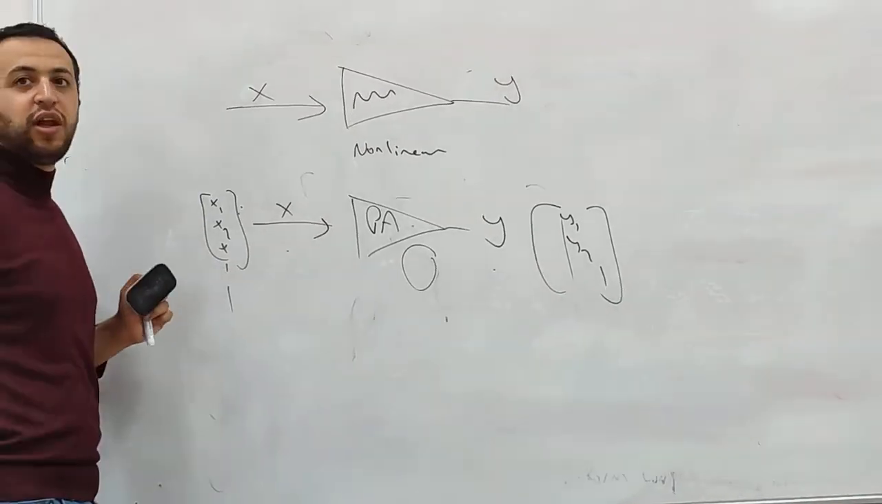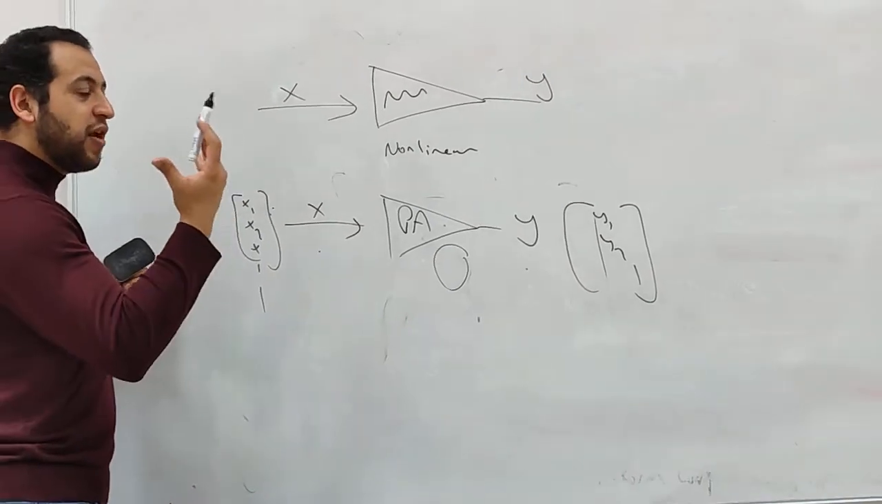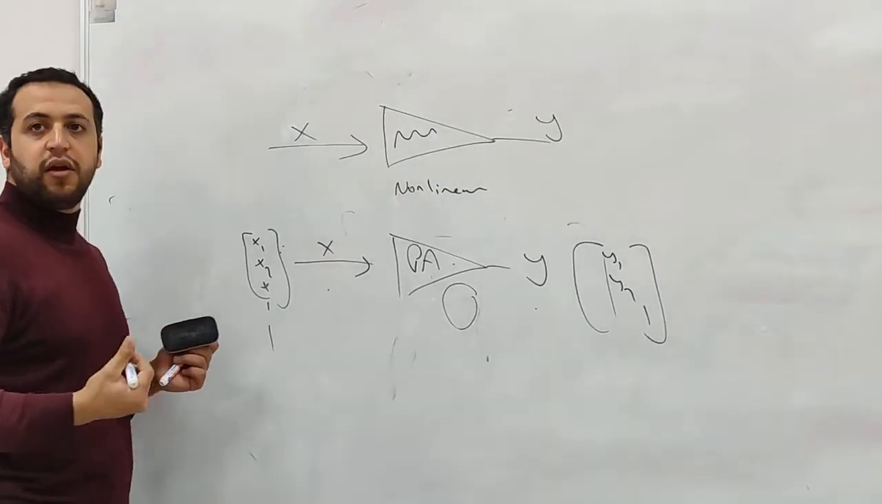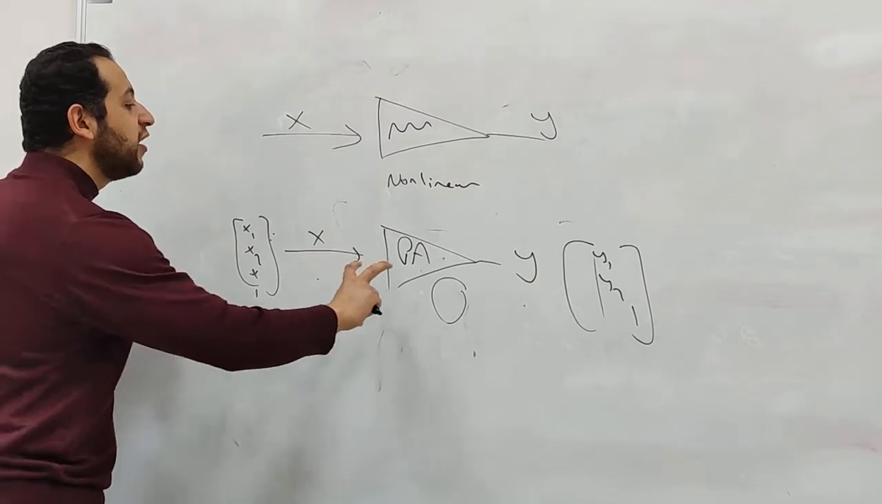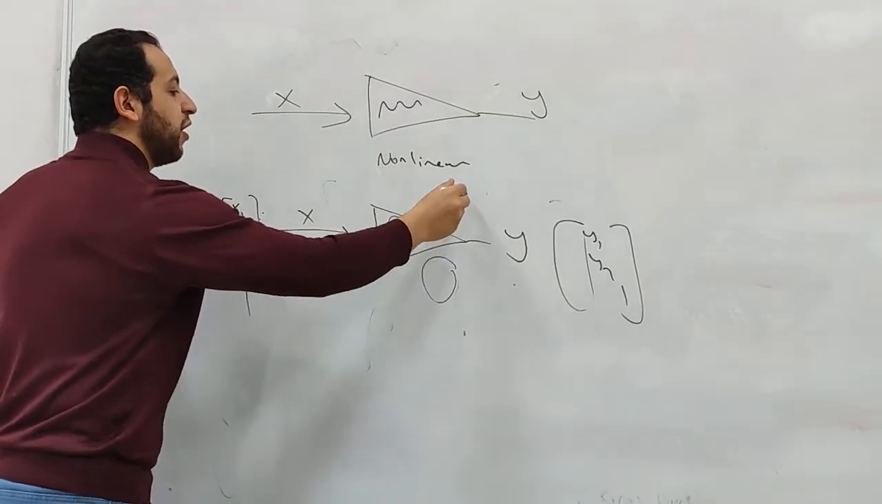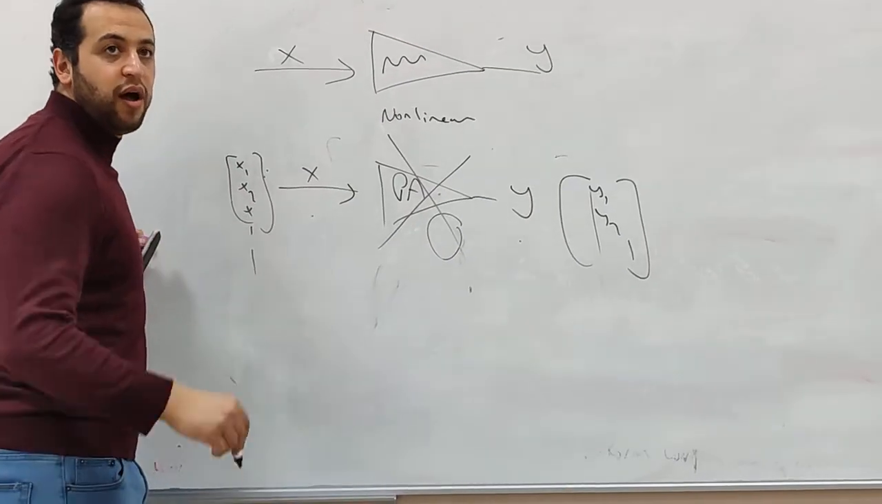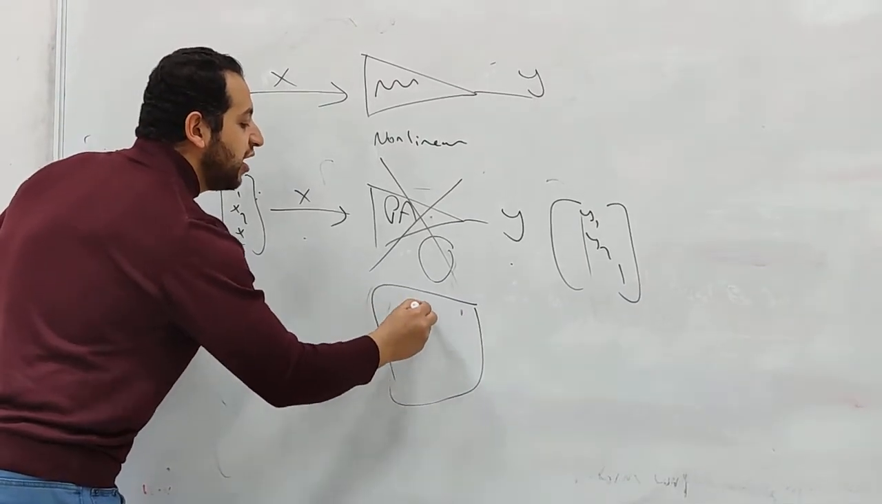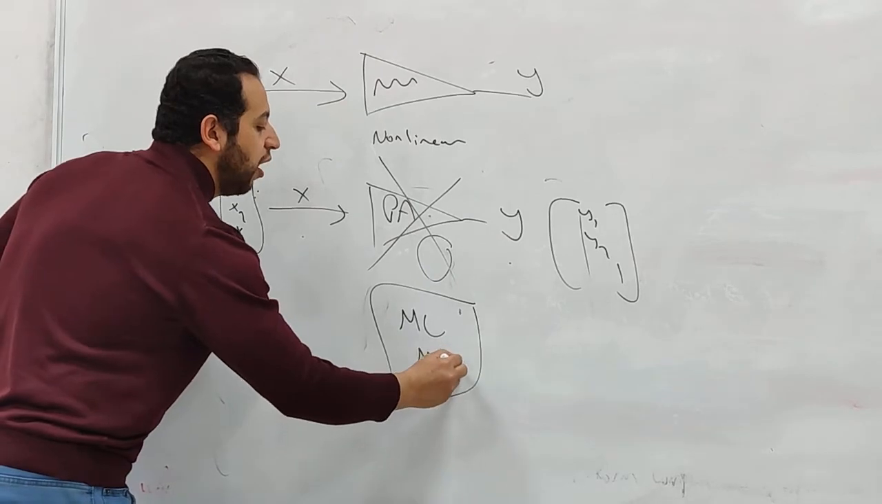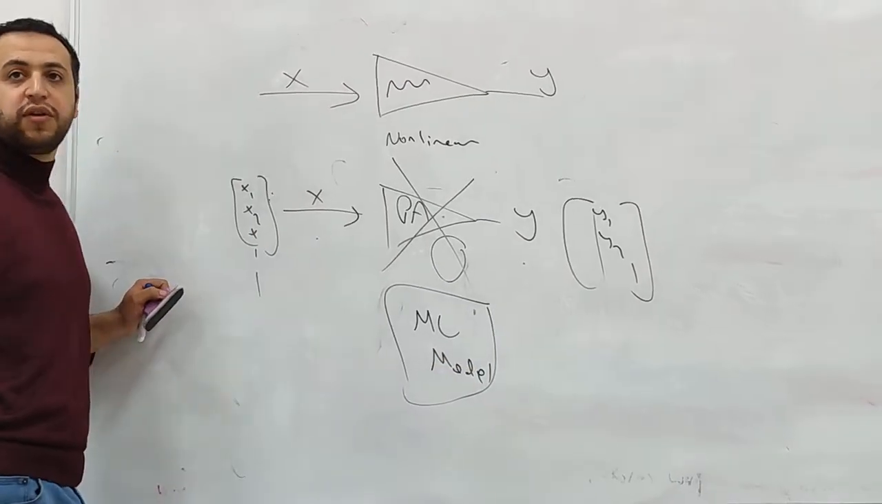Once you find this model, these weights that you will find from the machine learning training process are going to represent the model of the power amplifier. You are going to remove this after you train and replace it with the machine learning model that you found during your training.